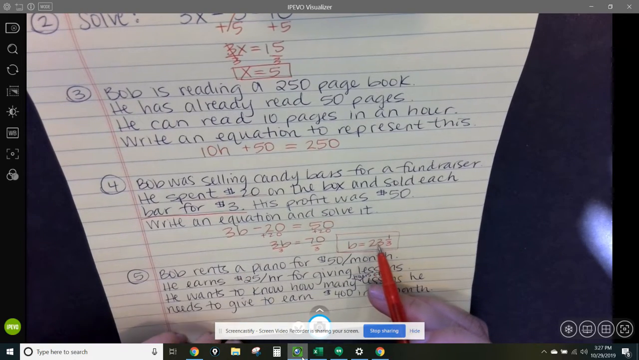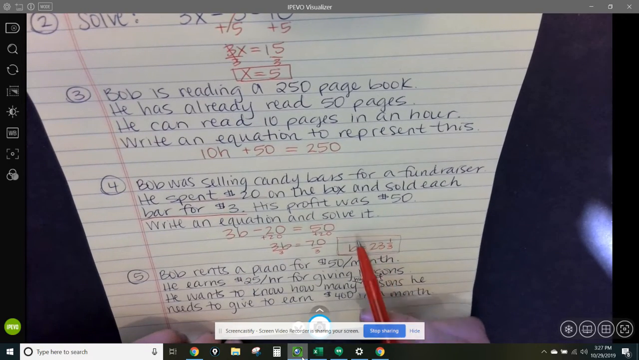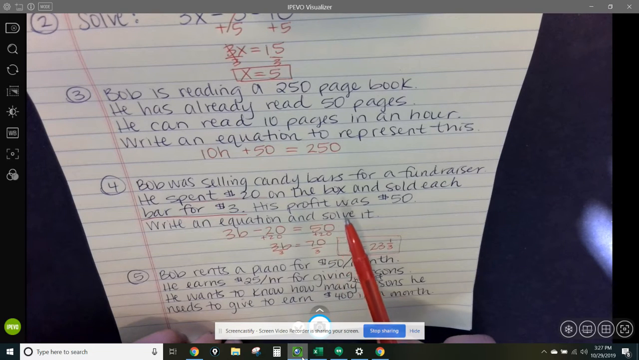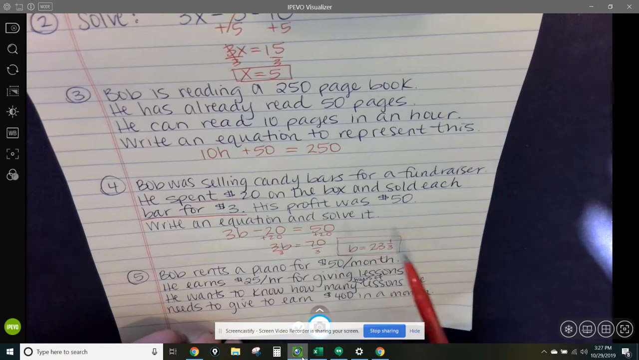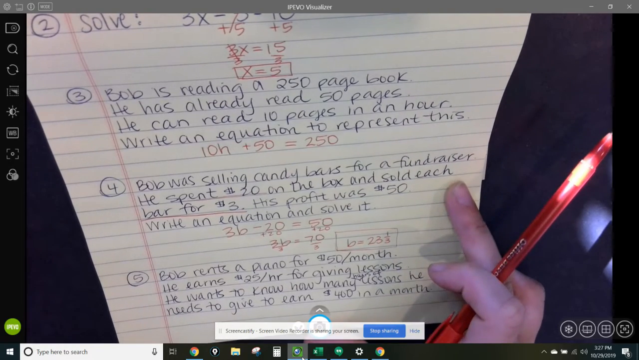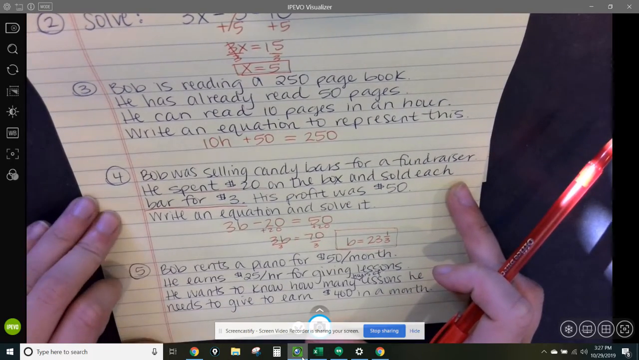Now, that doesn't actually make sense for this problem, but I just made up these numbers off the top of my head. So that is why it came out as 23 1/3. So you wrote the equation and solved it correctly. The one on your actual checkpoint will probably come out as a whole number because you probably sold a whole number of bars.